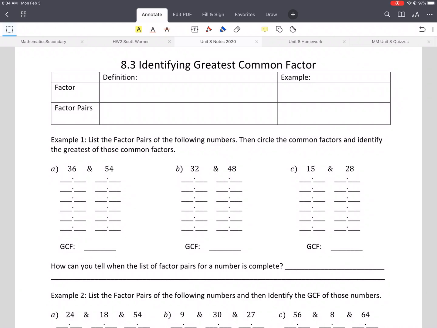Welcome, this is 8.3, identifying the greatest common factor. We talked about factors before.